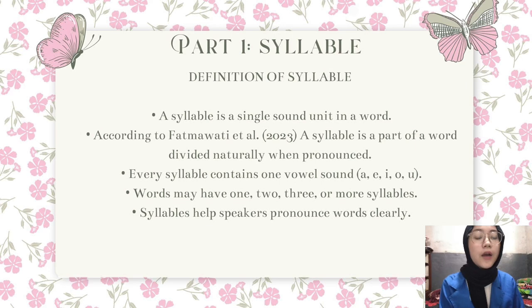And then I will explain part 1 about syllable. What is a syllable? A syllable is a single sound unit in a word. According to Fatmawati et al., 2023, a syllable is a part of a word divided naturally when pronounced. Every syllable always contains one vowel sound, such as A, E, I, O, or U. Words can have one syllable or more, and syllables help us pronounce words clearly and correctly.